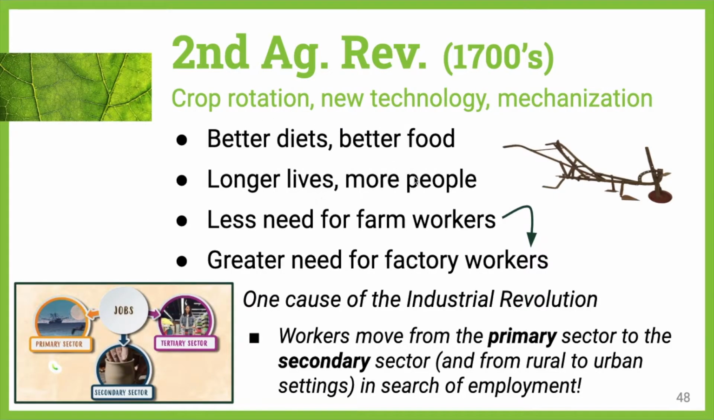a bigger population. Unfortunately, there's less of a need for these people on the farms now because of the changes we mentioned above. And instead, they're forced to move to towns and cities in search of gainful employment. So we have workers leaving the farms and moving into the factories, leaving the primary sector and moving into the secondary sector. One of the key items we see listed in Rostow's stages of development.